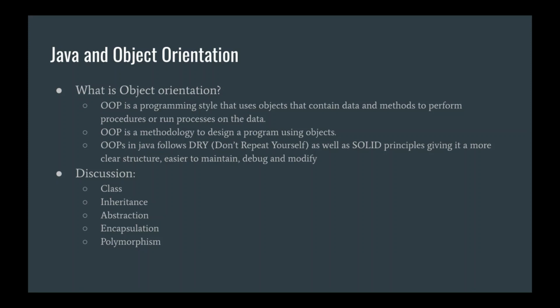And object-oriented programming in Java follows the DRY as well as SOLID principles, giving it a clearer structure, making it easier to maintain, debug, and modify. So DRY is don't repeat yourself, which means you code once and reuse everywhere. So that's a method that is very efficient in Java, and that's one of the capabilities of Java.